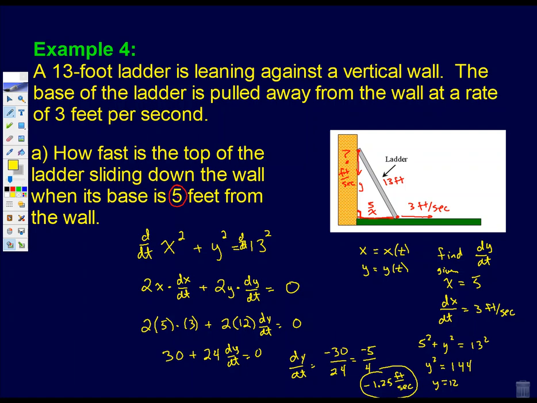Now you notice the answer was negative, and we talked about in the last lesson that a rate could be negative. Like, for example, if we were describing a moving particle, the velocity can be negative to indicate that the direction is to the backward side or to the negative side. Or in this case, the negative direction would be down, and so it makes sense that the rate would be negative, indicating that the ladder is moving down the wall as opposed to going up the wall. So the negative indicates the direction. It's moving down the wall at 1 1/4 feet per second.